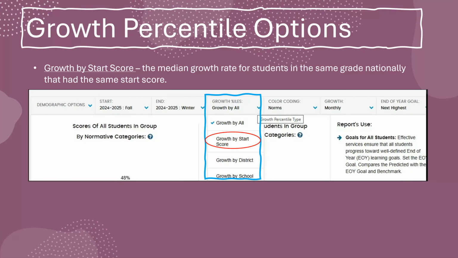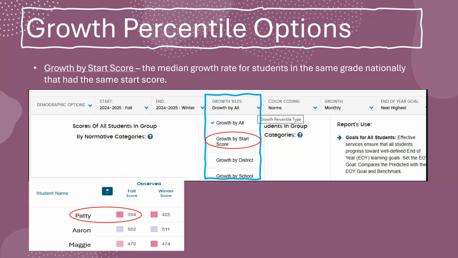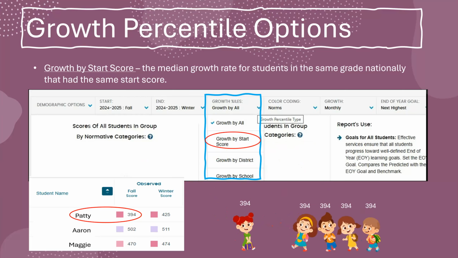Growth by START score stands out as a valuable metric. This one will compare Patty to the nationwide sample of 3rd graders who started with the same score of 394, comparing apples to apples. By comparing students' growth rates with peers who began at the same starting score nationally, we can gain a clearer picture of true progress. This approach minimizes the impact of varied starting points, offering a more accurate and fair assessment of individual and group growth. It allows us to better understand growth patterns and identify areas for improvement with greater precision.